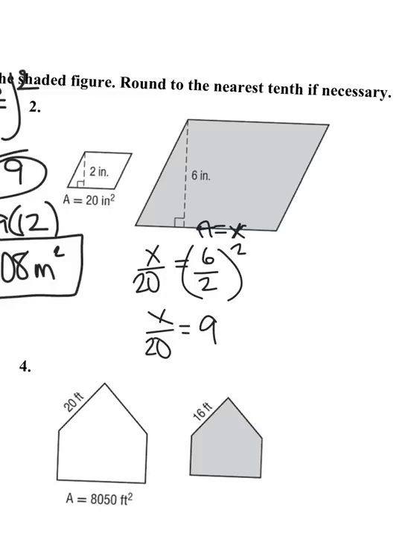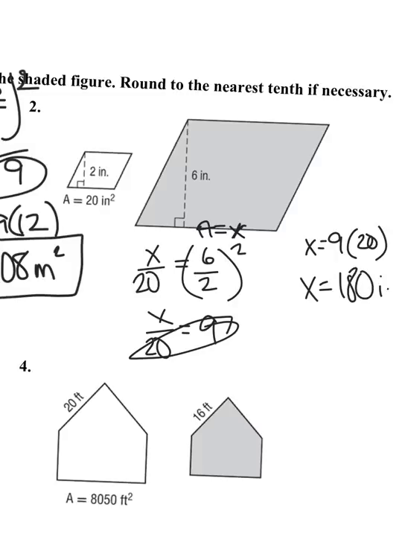Okay, how do I get x by itself? We're going to cross multiply. X equals 9 times 20. The answer is x equals 180 inches squared. And the pattern's going to continue.